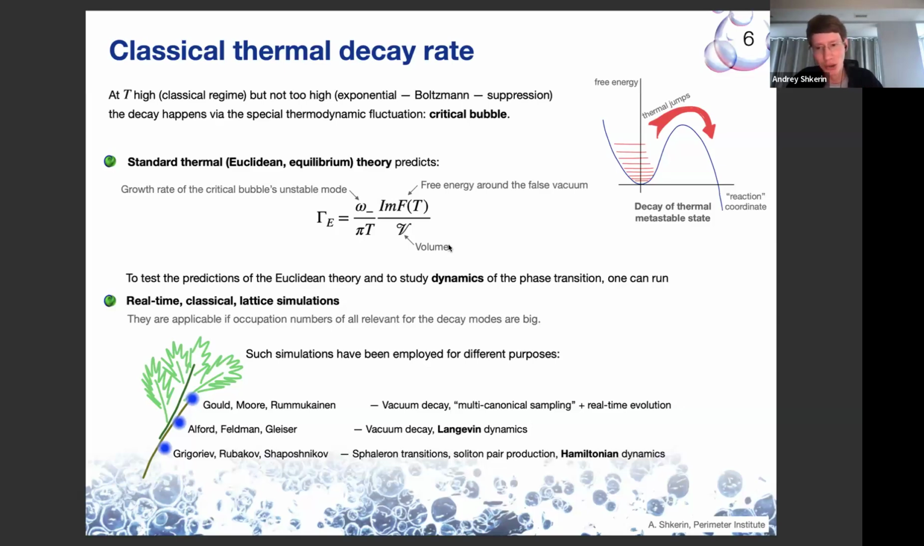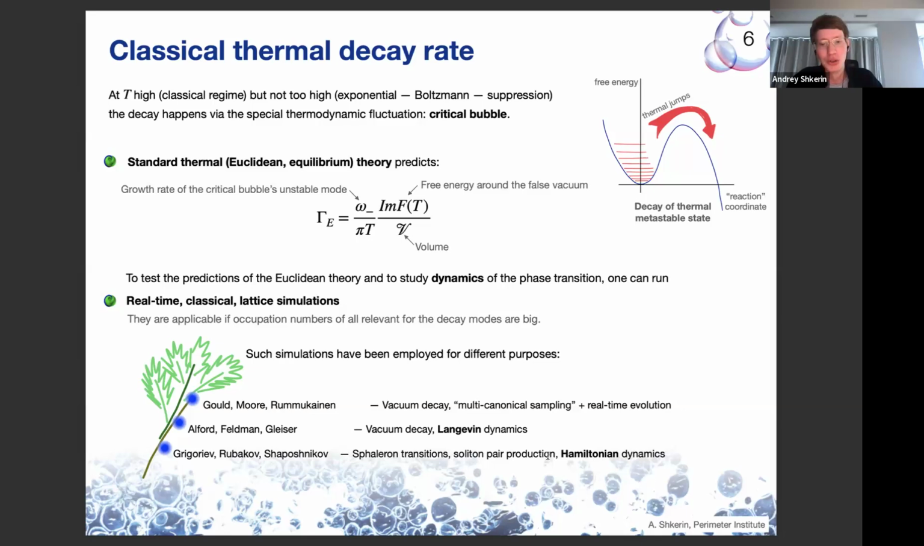So that was our goal initially. And of course, such simulations have been performed in the past for various purposes. This is a selection of works in this direction. One can mention the works by Grigoriev, Rubakov, Shaposhnikov back in the 80s, 90s, who did real-time simulation in the abelian Higgs model, for example. They wanted to study Sphaleron transitions, and measure the rate of Sphaleron transitions and compare with the Euclidean prediction. But they also studied, for example, kink production and annihilation.